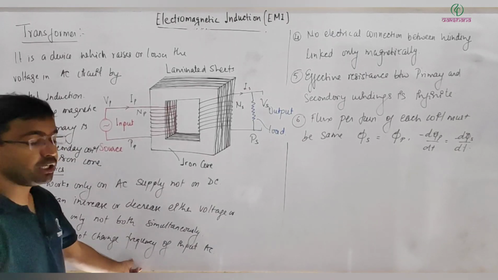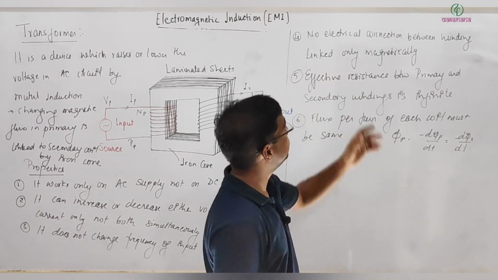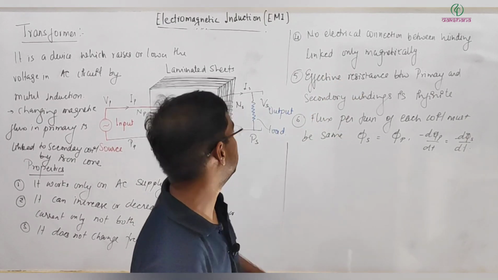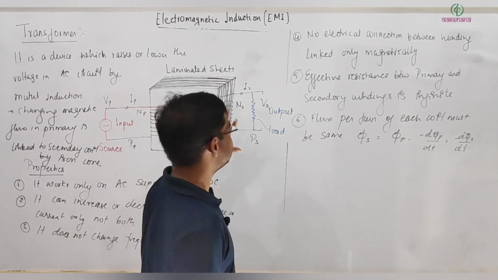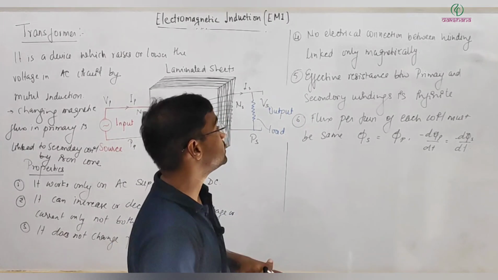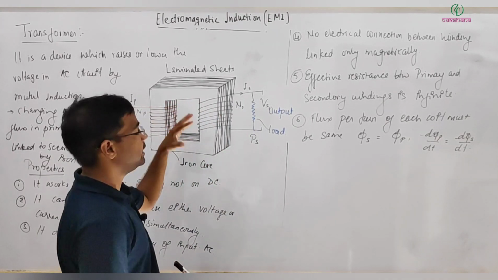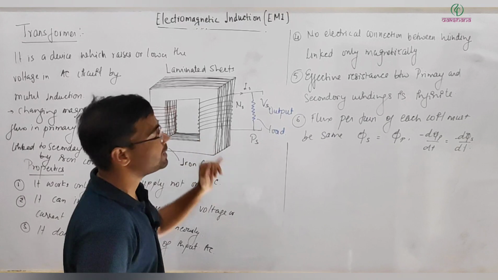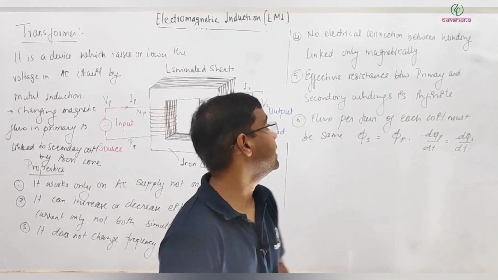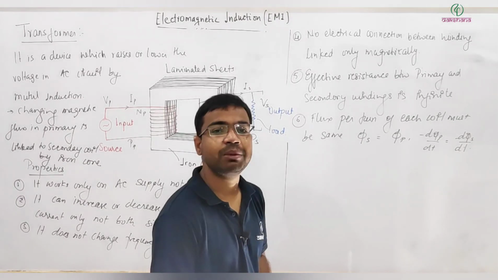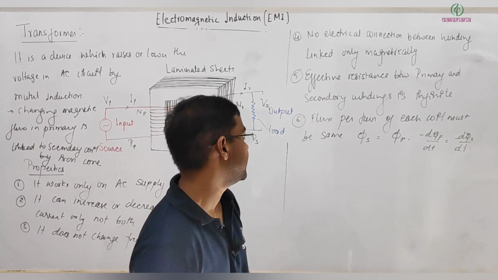It does not change the frequency of the input AC, and, as I told already, there is no electrical connection between the windings linked between primary and secondary. These two windings are only connected magnetically, not electrically. Because there is no direct connection, we can definitely say no current is passing directly. So ideally, the effective resistance between primary and secondary windings will be almost infinite or very high.